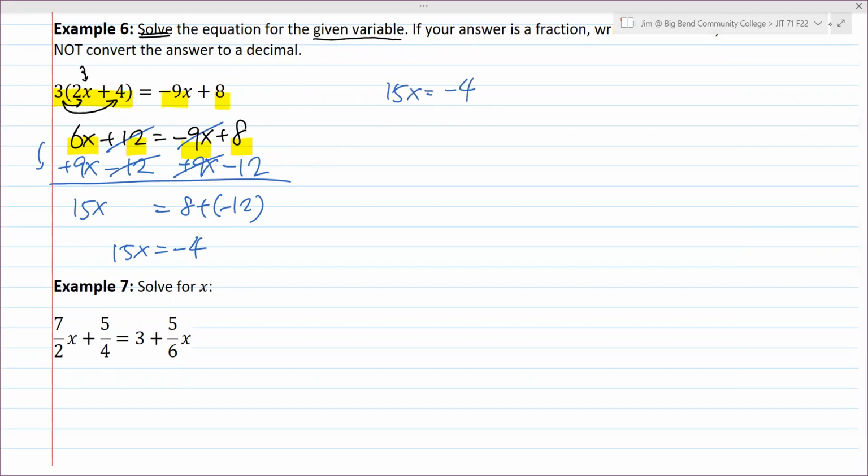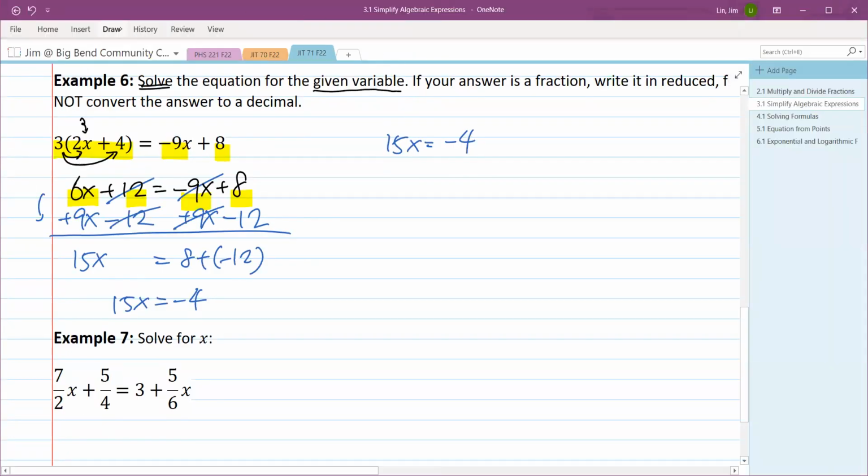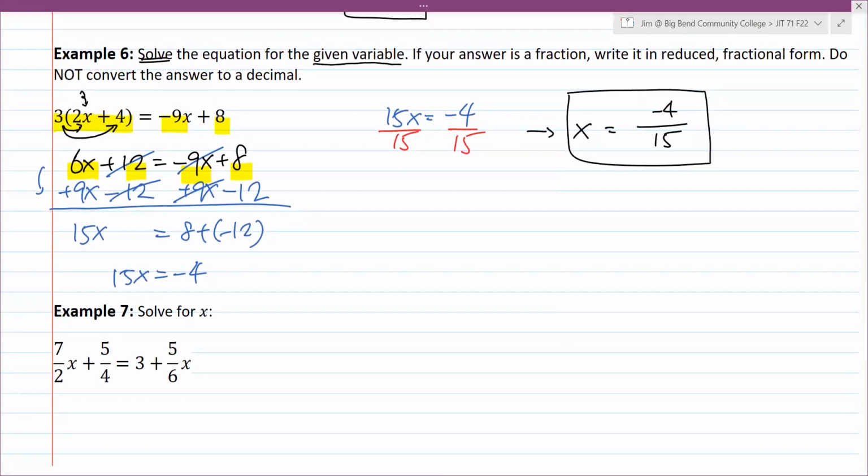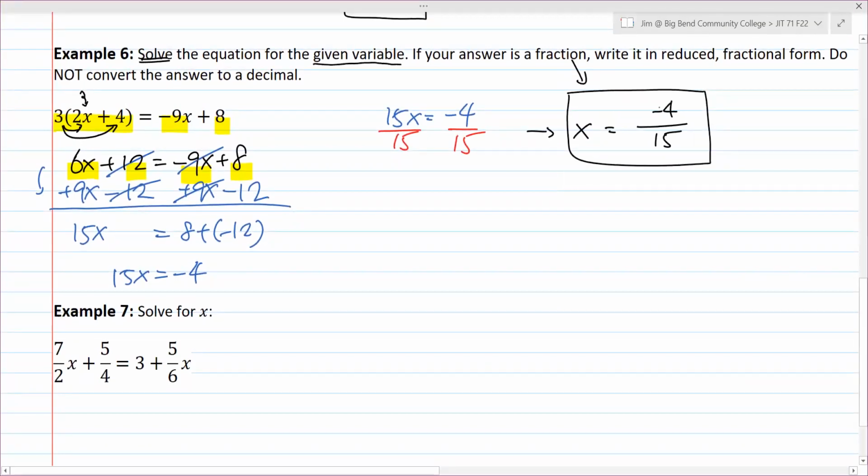And then we do the division again. Divide the equation by 15. Do it on both sides, and then eventually we get the final answer: x equals -4 over 15. And then we follow the instruction and show the fraction in reduced form. Right? There are no common factors to simplify the fraction further. So that's why this is the answer.